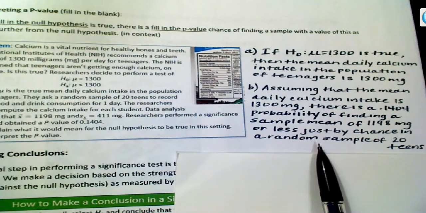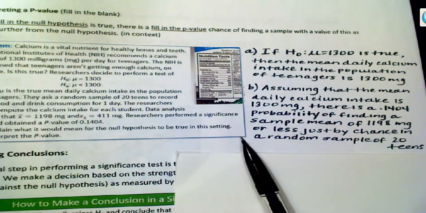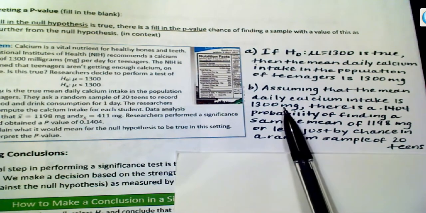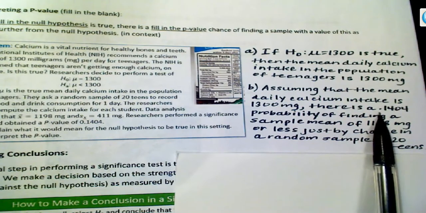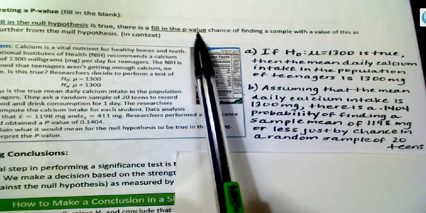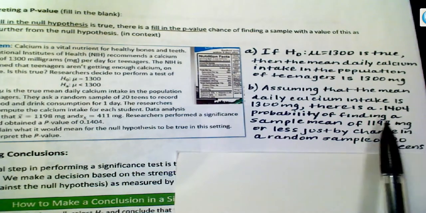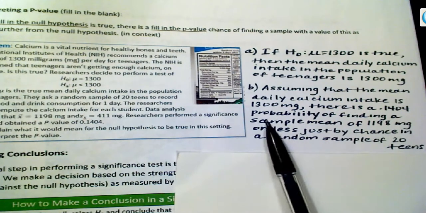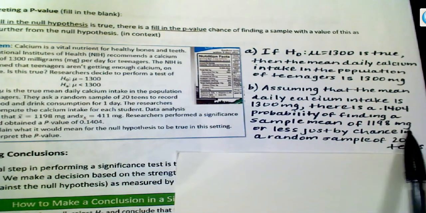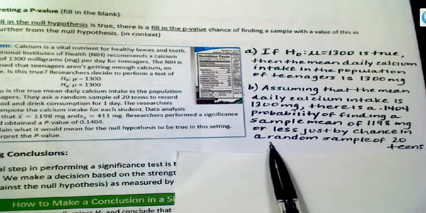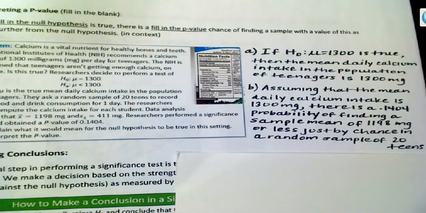So whenever you have to give what the p-value means, that's what you're going to say. You're going to say, assuming that the H0 is true, the null hypothesis, there is a, fill in the probability, the p-value, which is your probability, chance of finding a sample mean of 1,198 milligrams or less just by chance in a random sample of 20 teens.